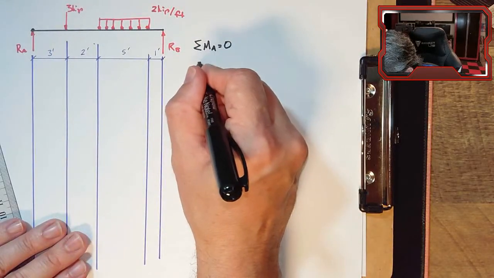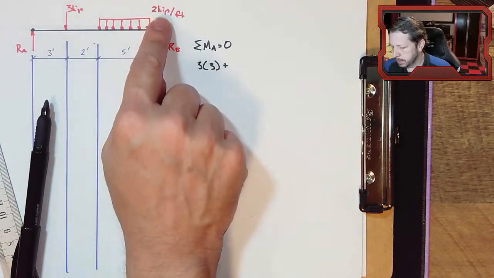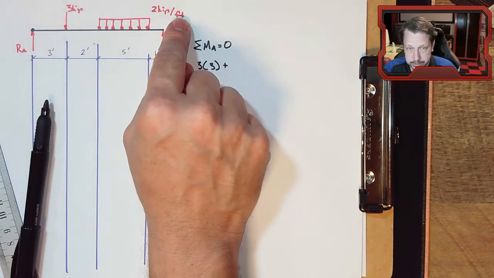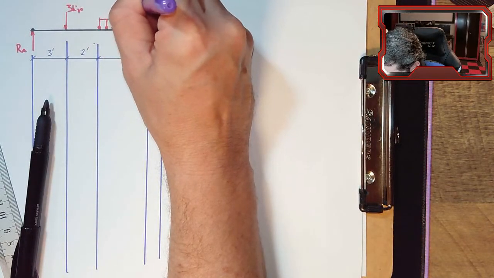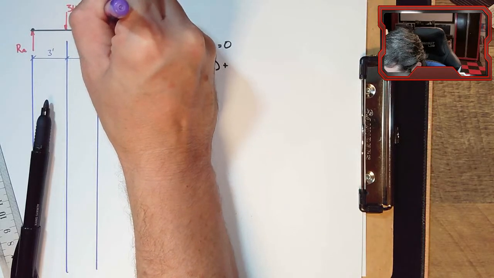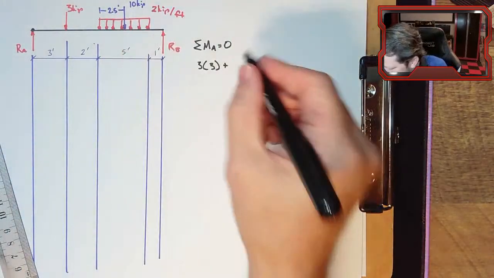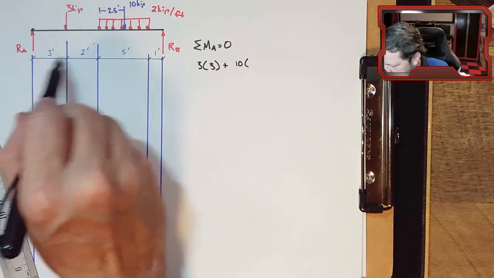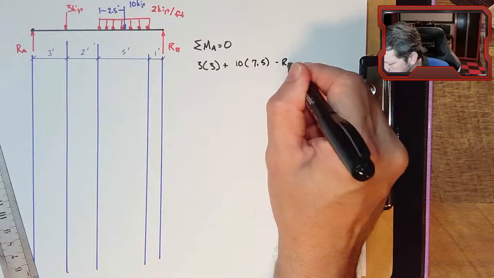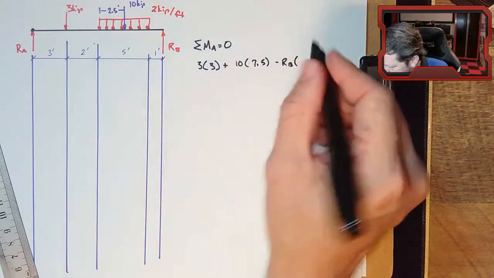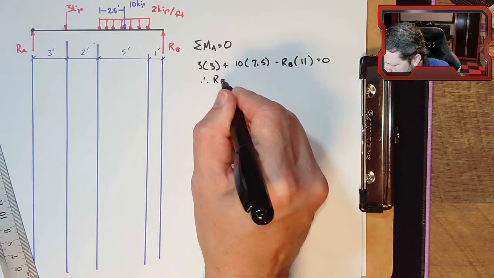So 3 kips times 3 feet plus, this is a distributed load, 2 kips per foot spanning 5 feet. So this is 10 kips total, and this distance would be 2.5 feet. So that would be 10 kips times 7.5 feet, and then minus RB times 11 feet. Those have to add to 0. We can calculate a value for RB.